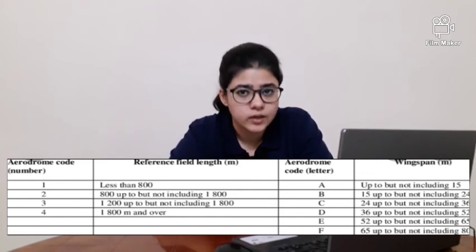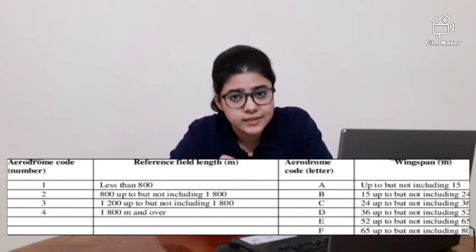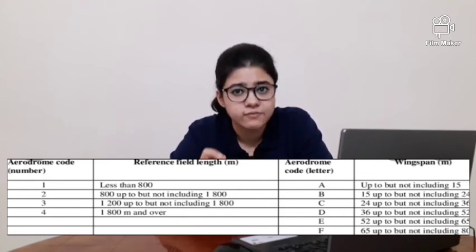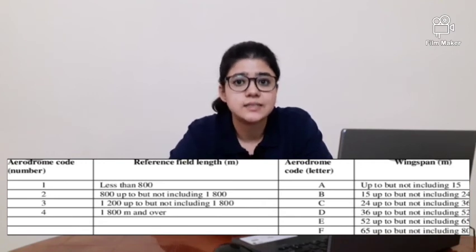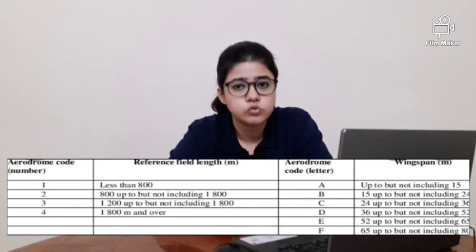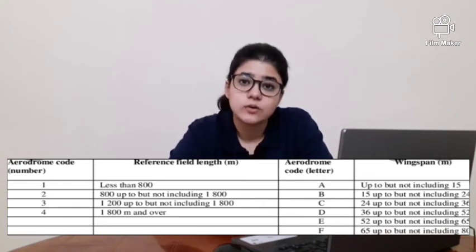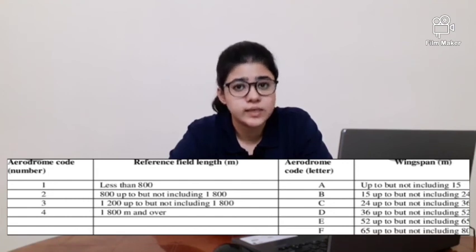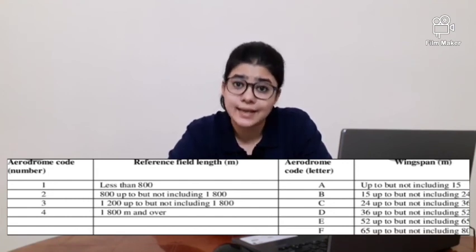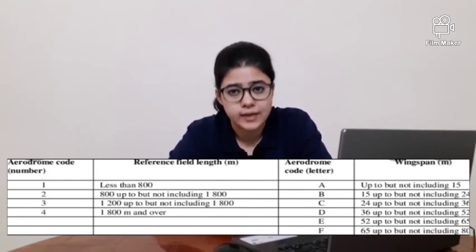Code element 1, which is a number and designates the aeroplane reference field length. It is divided into 4 categories, that is code 1, code 2, code 3, code 4. And the code element 2 is the wingspan, which is a code letter ranging from A to F.